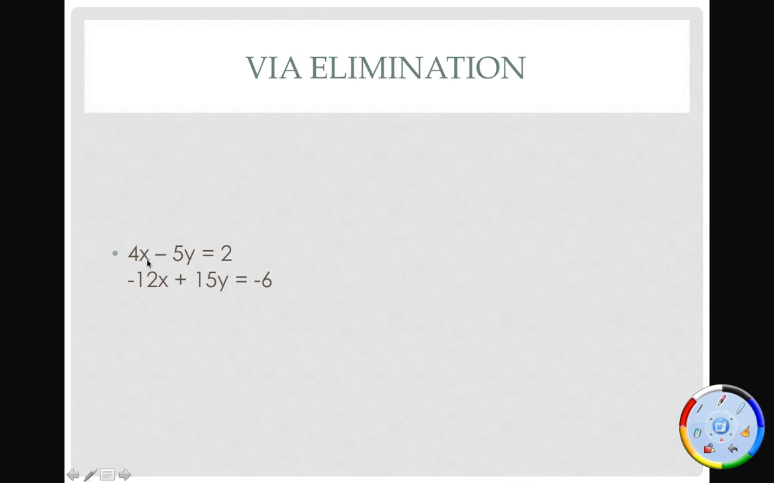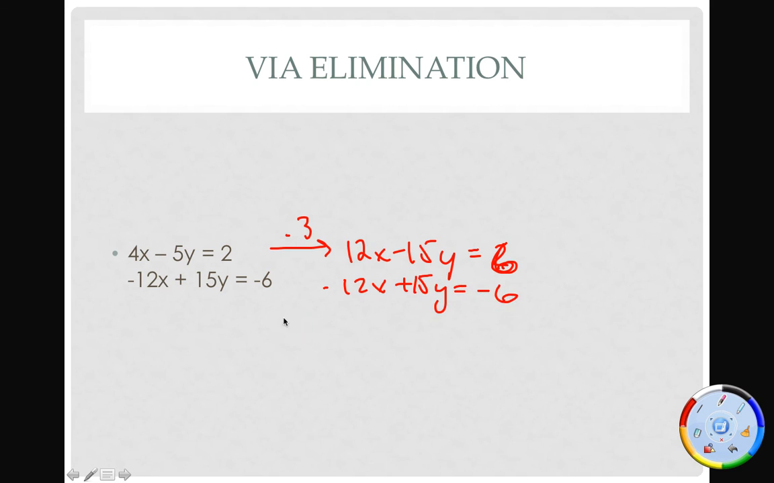I look at this and I go, hey, 4x and 12x. I can multiply the top equation by 3. So I get, okay, multiply by 3. I get 12x minus 15y equals 2. And I get negative 12x plus 15. Oops, sorry, this was supposed to be 6. Plus 15y equals negative 6.